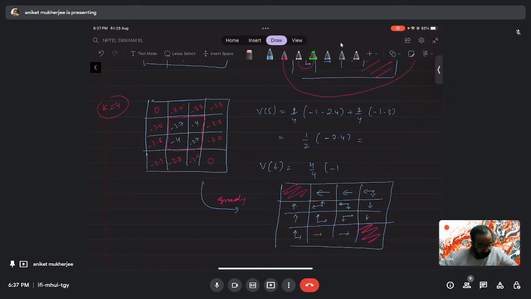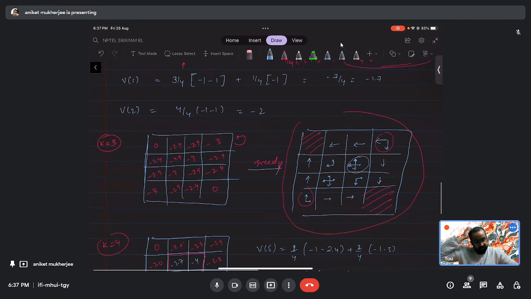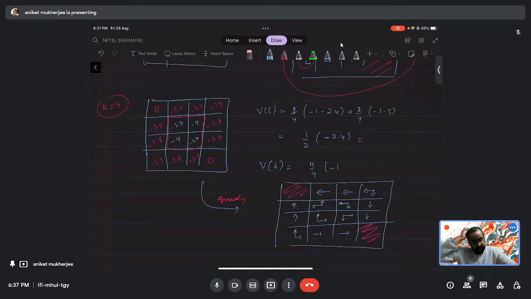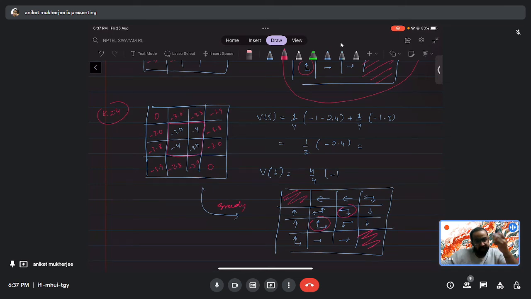Right. Okay. So here also there is a change, right? These both have changed. The states 1, 2, 3, 4, 5, 6 and 9. 6 and 9 have changed. So in the policy, the values of every state have changed. So the values have not yet converged, but this has changed.